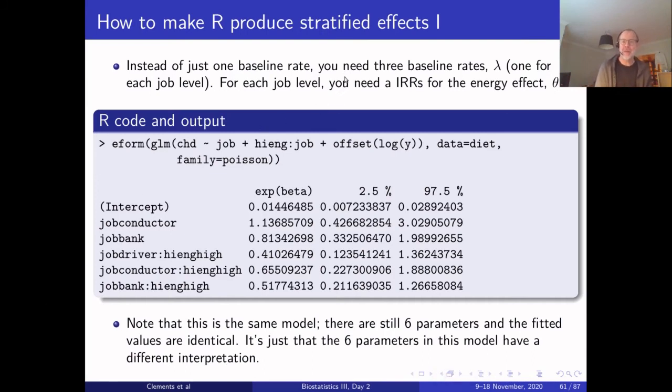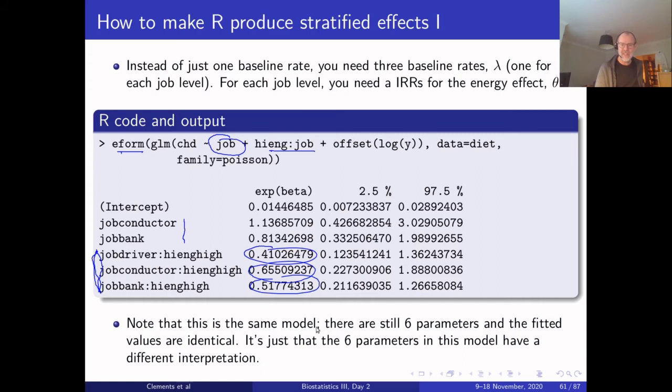Instead of just one baseline rate, we now need 3, and so what we do is we do an E-form on this. We get the main effects for job here, and then you get the 3 interaction effects. And then these values here, here, and here look very, very similar to what we got when we actually estimated the stratified effects, which is not surprising.